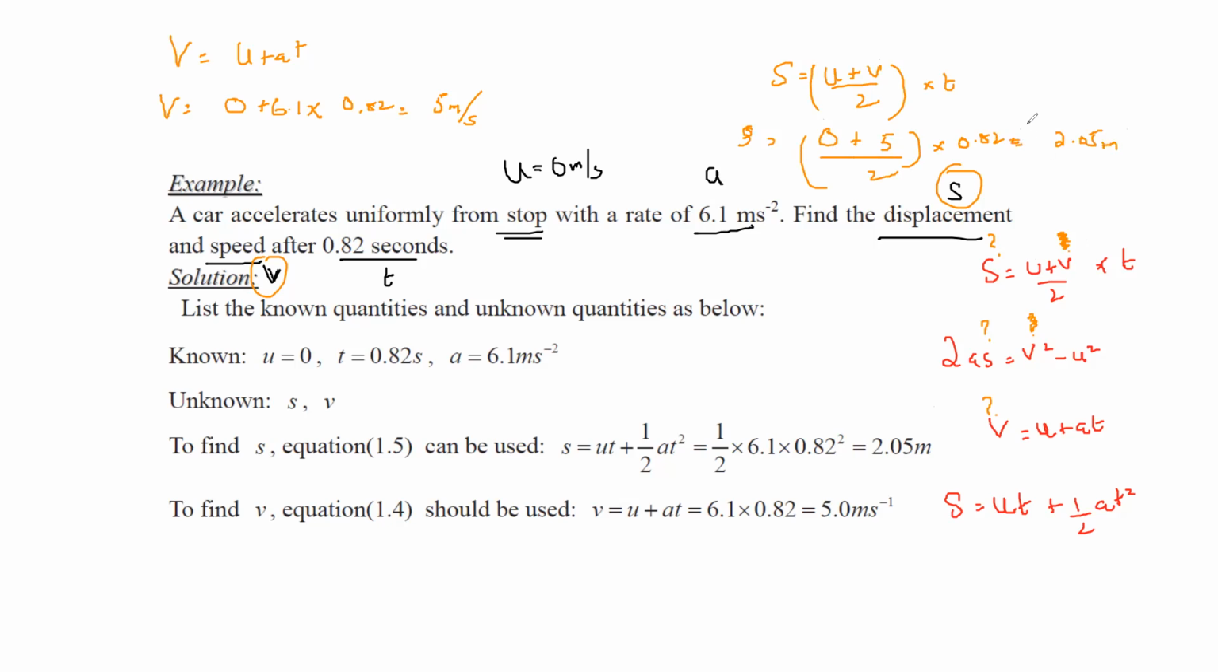So I can use any of the equations. In this example, which equation did they use? s = ut + ½at². They used the last equation and got the answer. But as I know the final velocity, I can use any of them to calculate the distance or displacement. Is it clear? The equations of motion, this example.